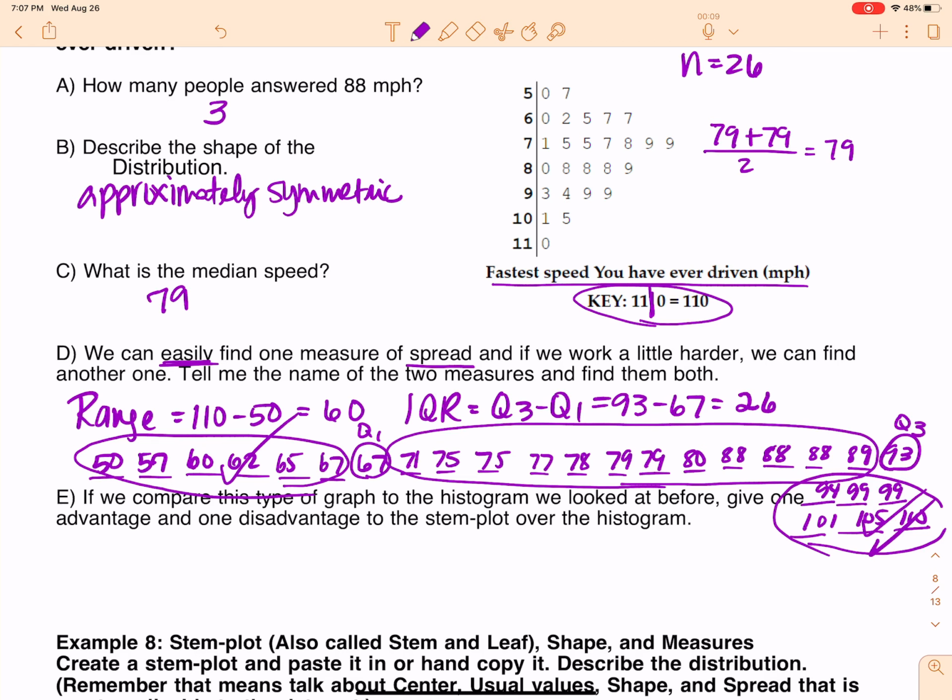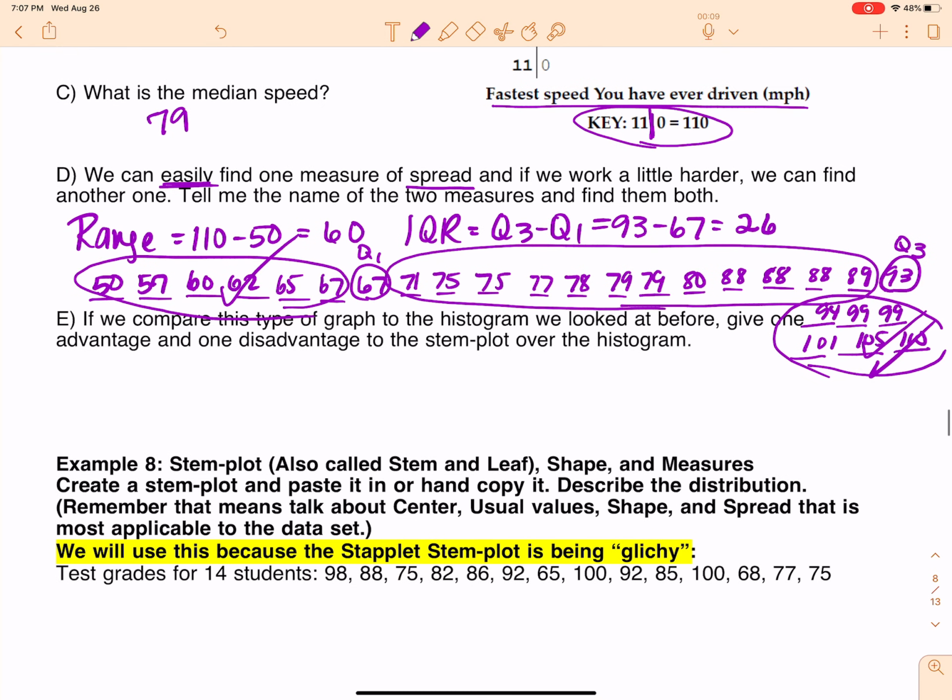Was it a little more work? Absolutely, of course it was. Okay, so Part E, but that gives you kind of a visual understanding of what Q1 and Q3 would be. So we're comparing the stemplot to a histogram that we've looked at before, and we are giving one advantage and one disadvantage to the stemplot over the histogram.